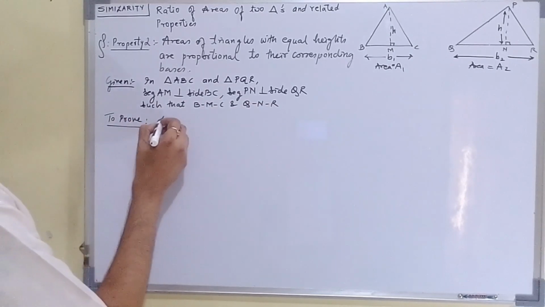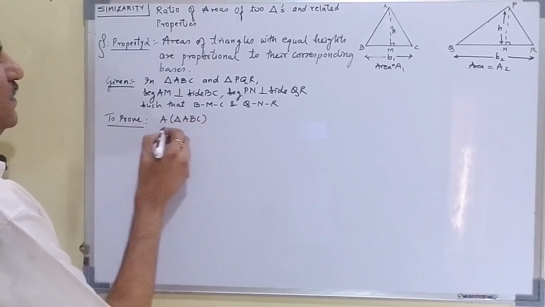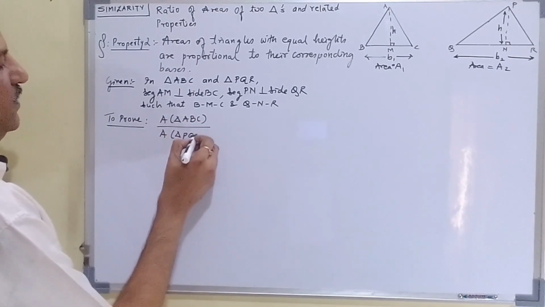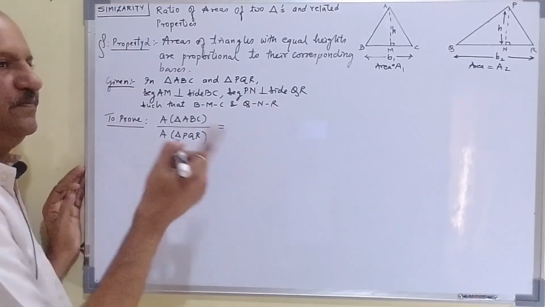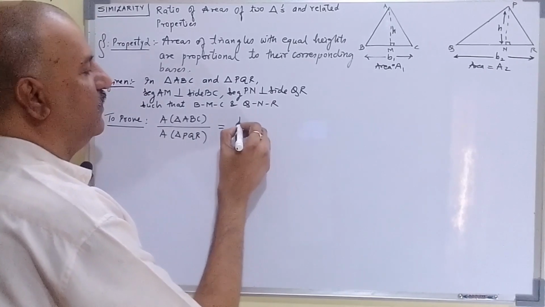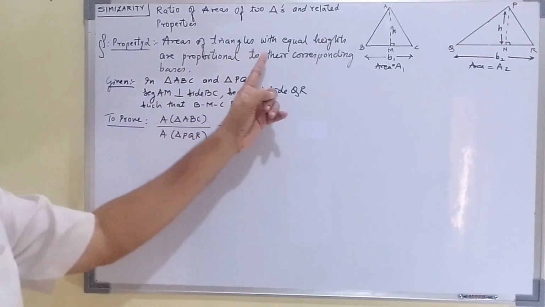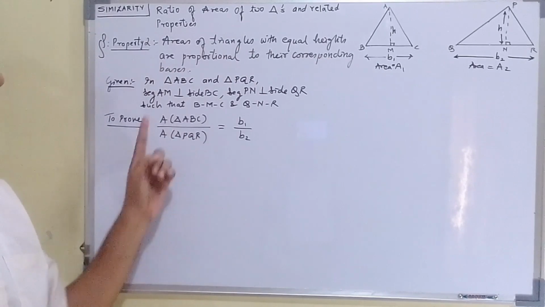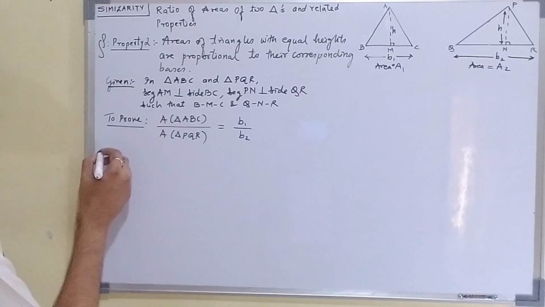We have to prove area of triangle ABC upon area of triangle PQR equal to, since heights are equal, heights will get cancelled out and you have B1 upon B2. Areas of triangles with equal heights are proportional to their corresponding bases if heights are equal. Let us prove it. Proof.